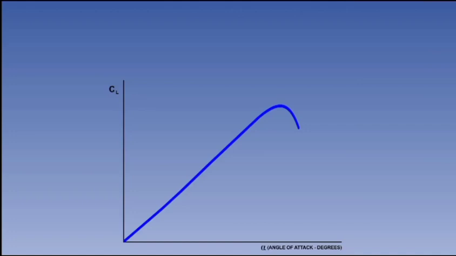Since it starts with zero lift at the axis origin, the curve for a positively cambered airfoil would actually have its zero lift point to the left of the CL axis, since the zero lift alpha for such an airfoil is typically minus 4 degrees.